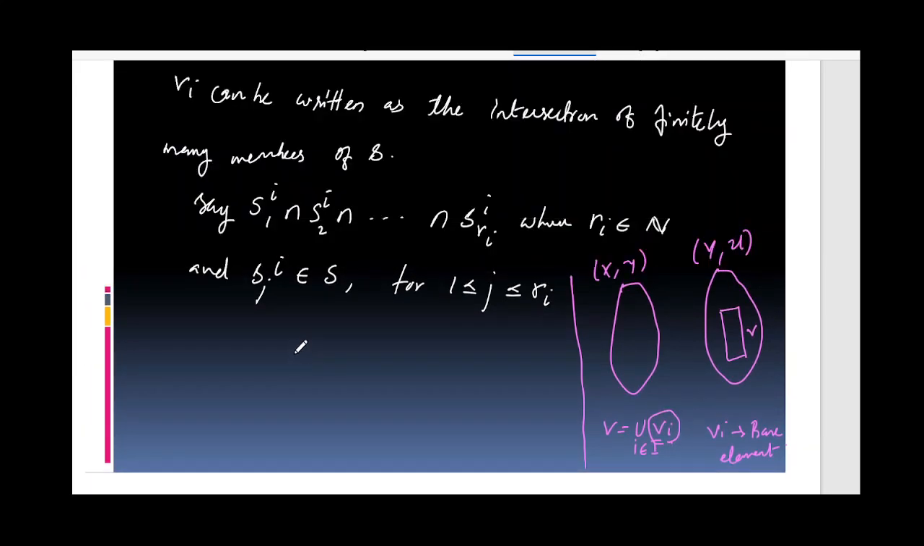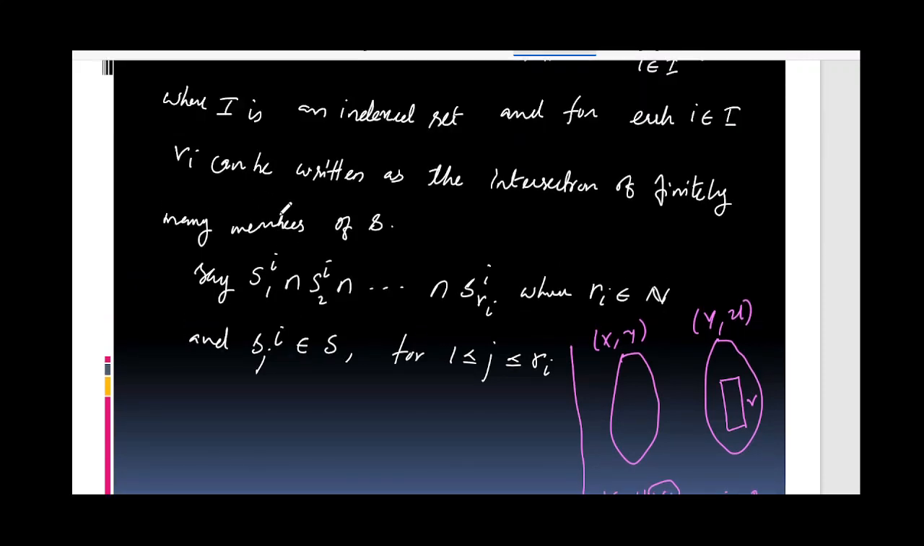That means I can replace this with this. That only we have written here. See, each Vi can be written as the intersection of finitely many members of S. Since we are using the Vi notation, this i will represent that these are subbase elements for Vi. That's why I have put this i. Now up to Ri elements we are using. I think you follow it.